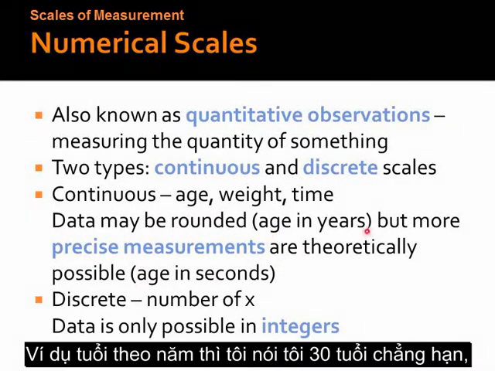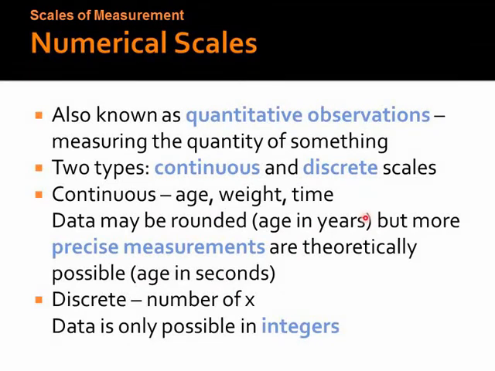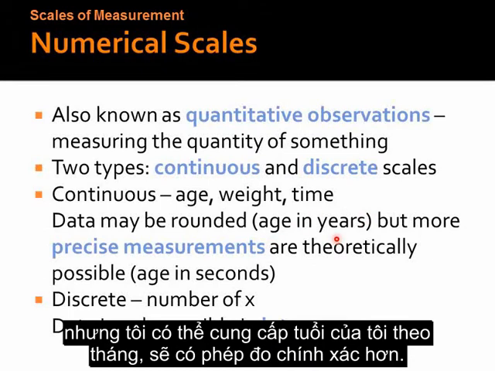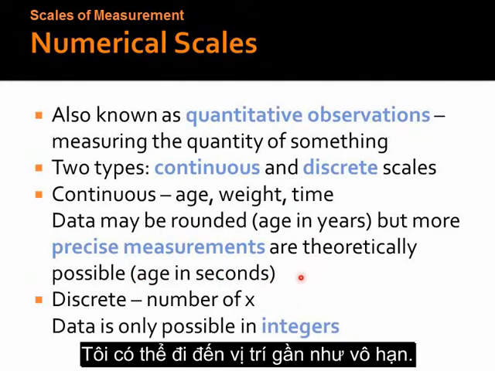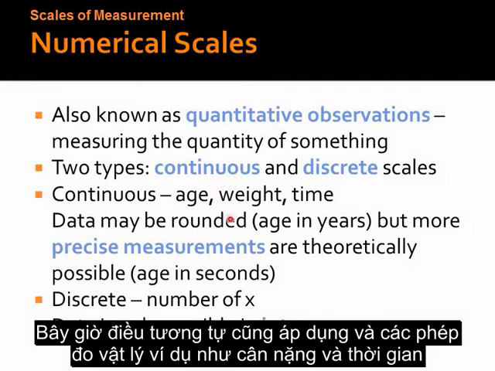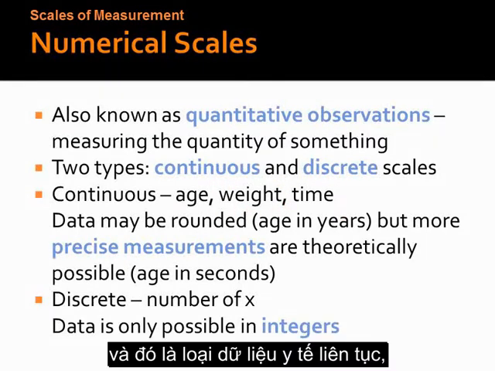Now, example: age in years. Usually, I say I am, for example, 30 years old. I'm not. But I could also give my age in months. That would be a more precise measurement. I could also give my age in days. I could give my age in hours. I could give my age in seconds, and so on and so forth. I could go, in theory, to virtually infinite precision. Now the same thing applies for other physical measurements, for example, weight and time. And that's the continuous kind of numerical data.